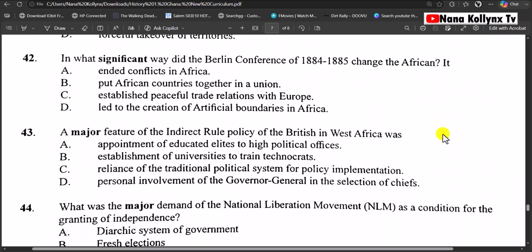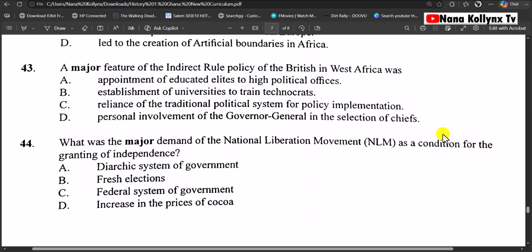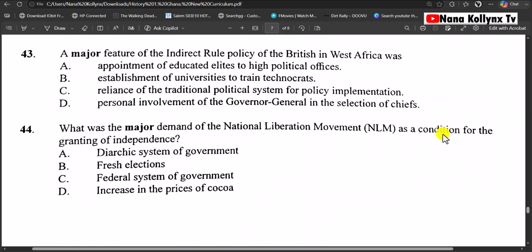Let's move on to 43. Number 43. A major feature of the indirect rule policy of the British in West Africa was. Number 44. What was the major demand of the National Liberation Movement, NLM, as a condition for the granting of independence?